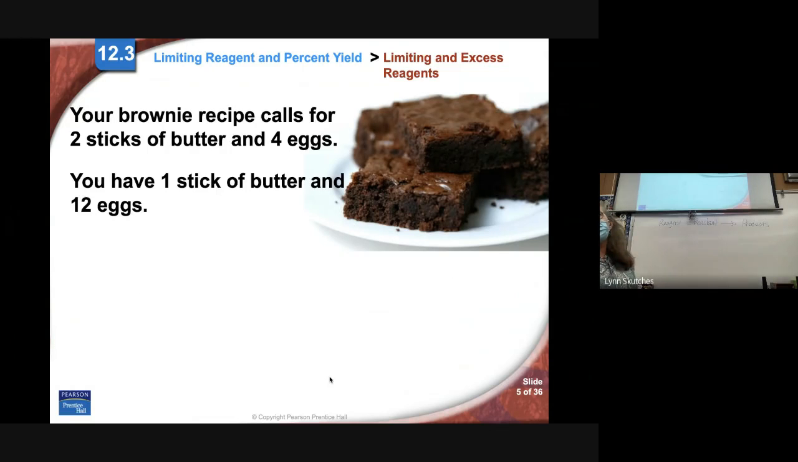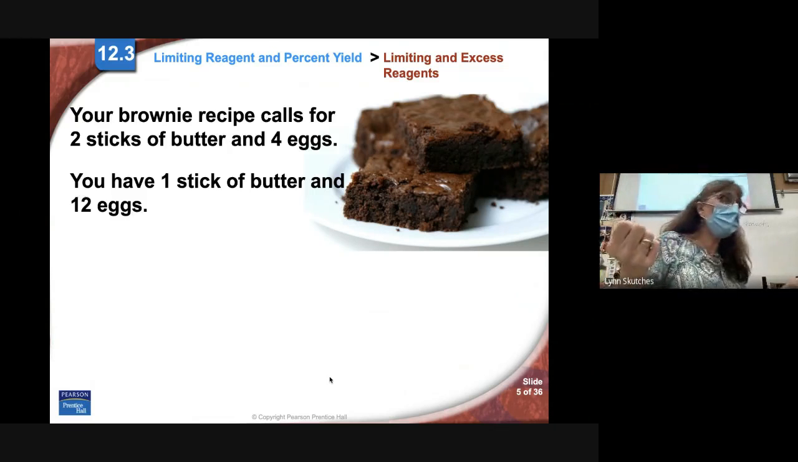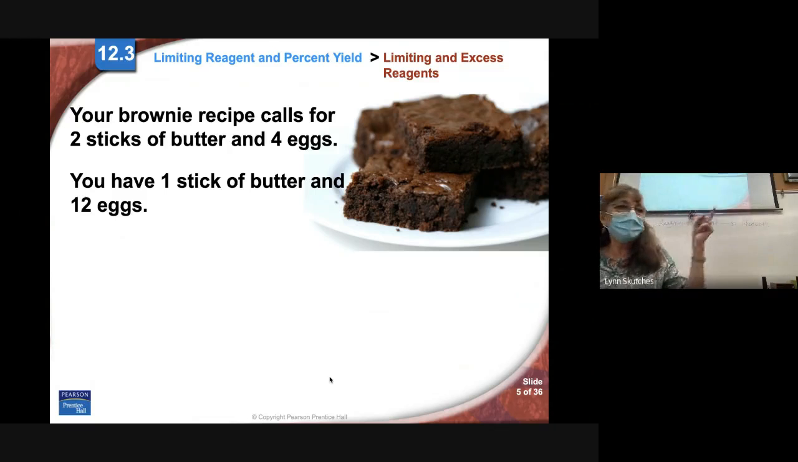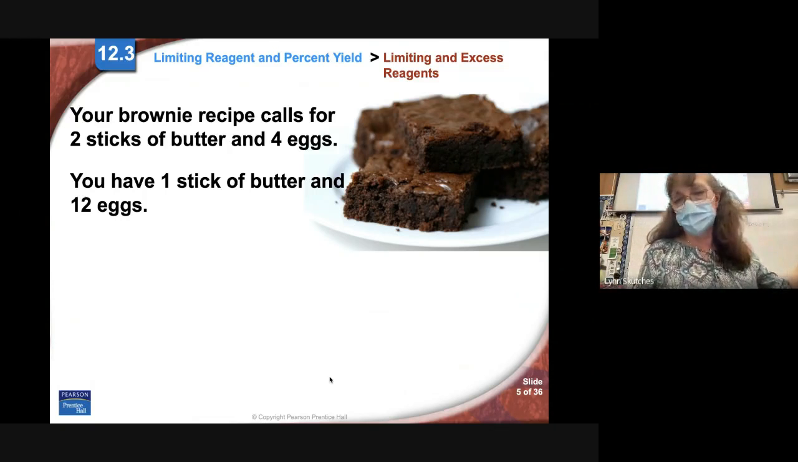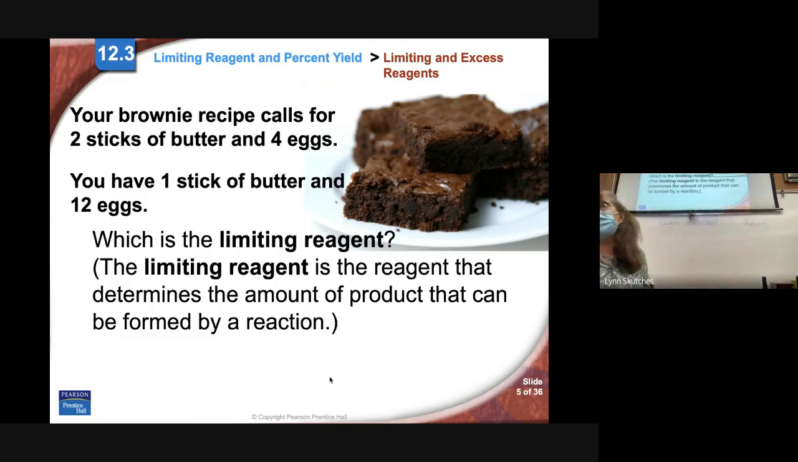All right, let's go back to brownies though, because those are more fun. So if your recipe says you need 2 sticks of butter or margarine and 4 eggs, you go to your refrigerator and you have 1 stick and a dozen eggs. Obviously, something's going to limit how many brownies you can make, right? Which one?